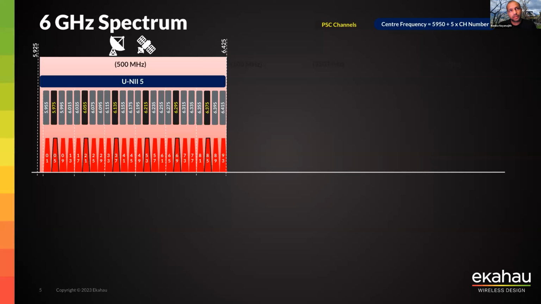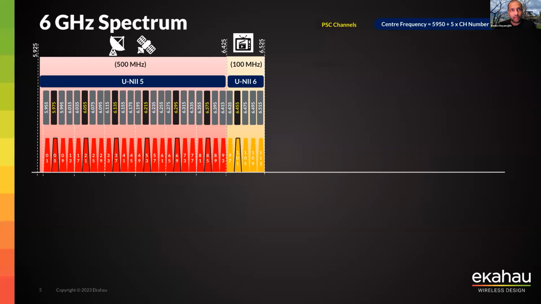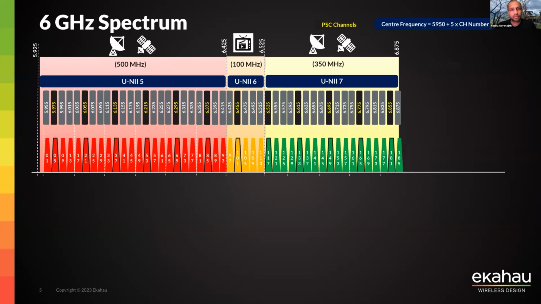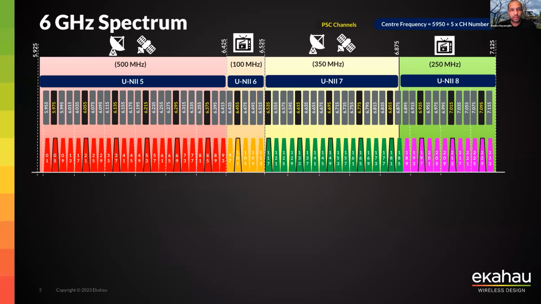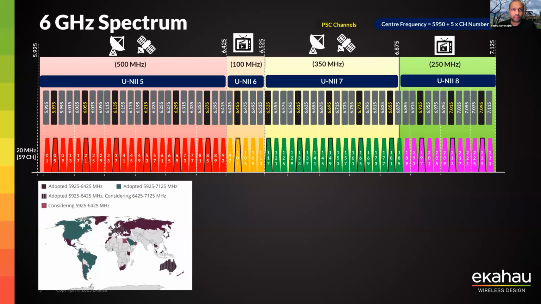But when it comes to the US, they have already allocated the entire spectrum. That way they have UNII-6, 600 megahertz of spectrum, and then UNII-7 as well, another 350 megahertz, and then UNII-8, another 250 megahertz. So if you take them collectively, this is a total of 1.2 gig of spectrum.